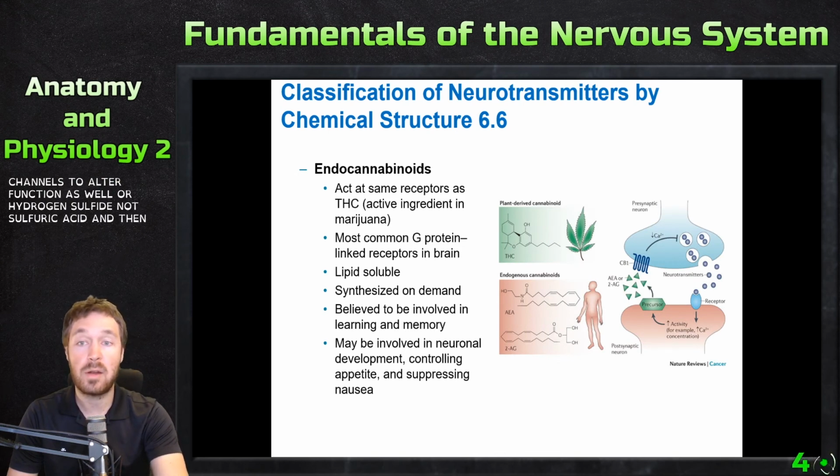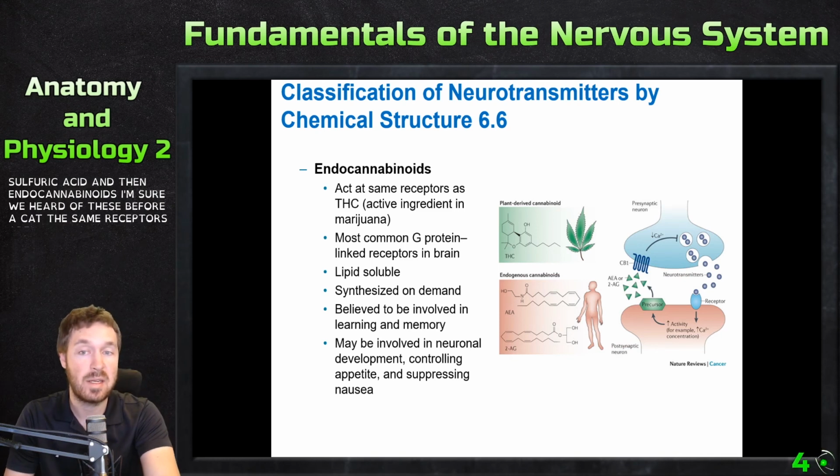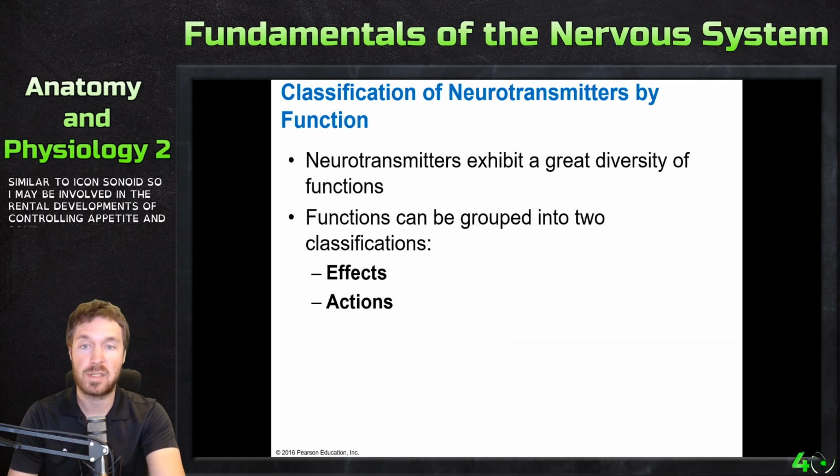And then endocannabinoids, I'm sure we've heard of these before, act at the same receptors as THC. It's also a G protein linked receptor, also considered to be a neurotransmitter. It is lipid based because it's similar to eicosanoids. So may be involved in neuronal development, controlling appetite, and suppressing nausea.